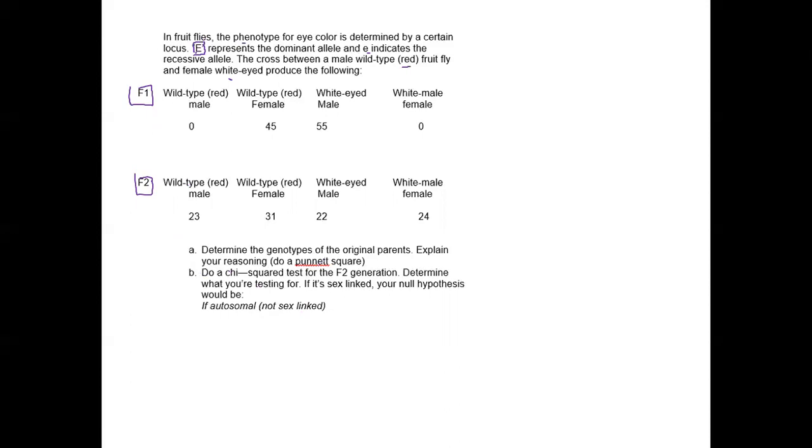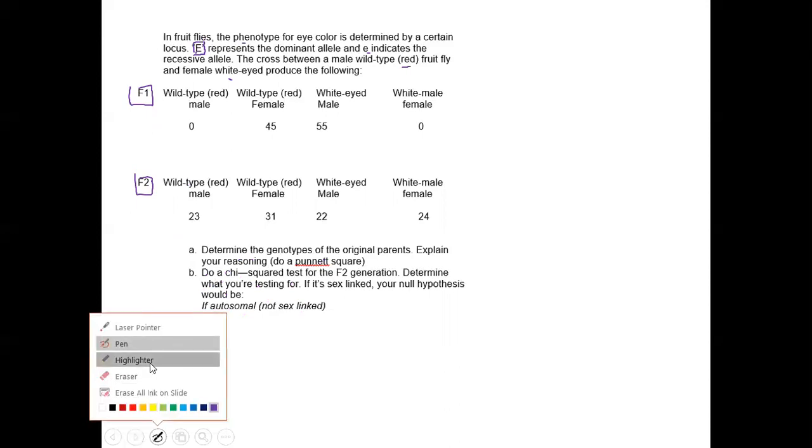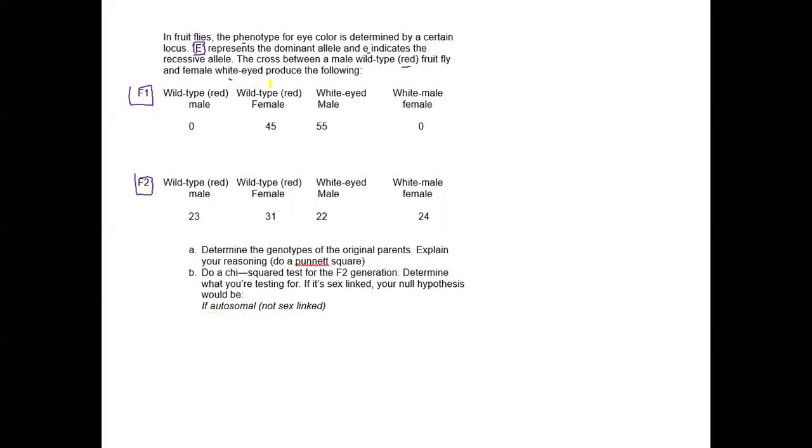It's asking us to determine the genotypes of the original parents. And then for B, we're going to do a chi-squared test. So let's highlight a couple of things here. This should be jumping out at you: the white-eyed males are the only ones expressing that phenotype. No females express that recessive one, and all of the wild types are females in the F1. In the F2, you get what looks to be a 1-to-1-to-1 ratio. So I'm going to solve for A first, and then we'll do the chi-squared test right after.